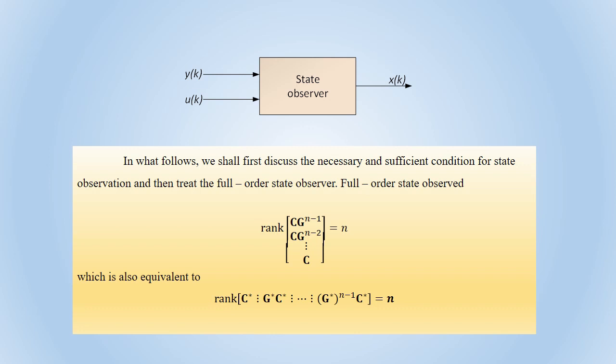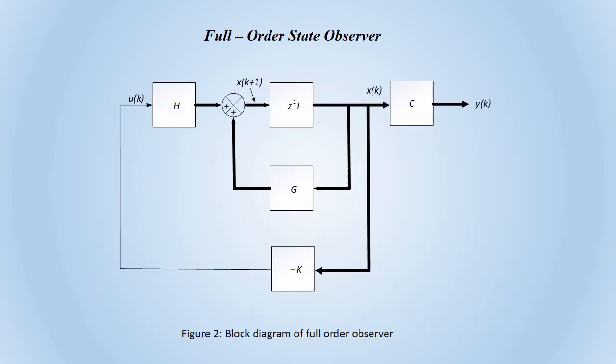If we can observe the system state variables, then we can design the state feedback gain K with the help of the observer, and for that the system must necessarily be observable. This is the diagram of the full order state observer. It is called a full order state observer because we are observing all the states. So this is, in general, the block diagram of the observer.